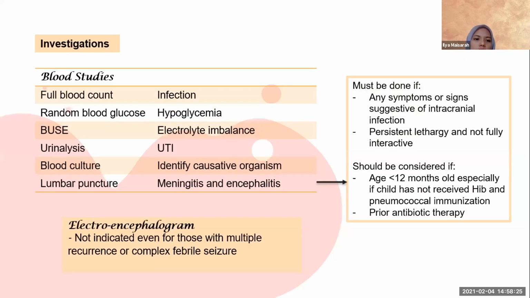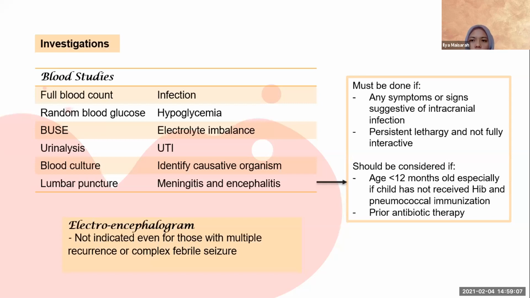Next, the investigations that we can do during the admission, for example, are blood studies. We can do the full blood count to look if there is any infection that may suggest the cause of the fever, random blood glucose for hypoglycemia, and also blood urea and serum electrolytes to look if there is electrolyte imbalance. These two are to rule out the etiology of the seizure. And also urinalysis for urinary tract infection, blood culture to identify the causative organism, and lastly the lumbar puncture to rule out meningitis and encephalitis.